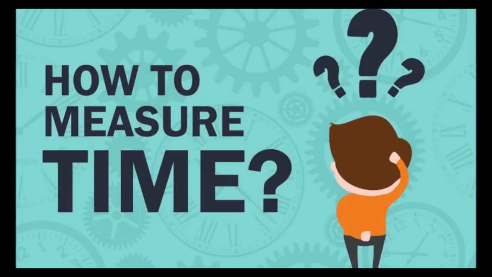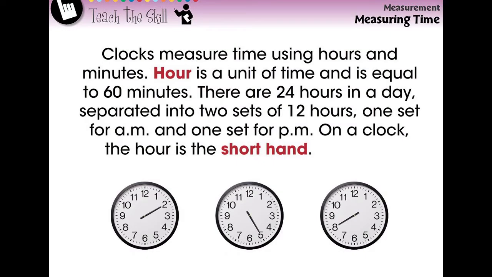How to measure time? Time is measured in seconds, minutes, and hours. The long hand or the minute hand takes 60 minutes to make a complete rotation. The short hand or hour hand takes 12 hours to make a complete rotation. The second hand takes 60 seconds to make a complete rotation.